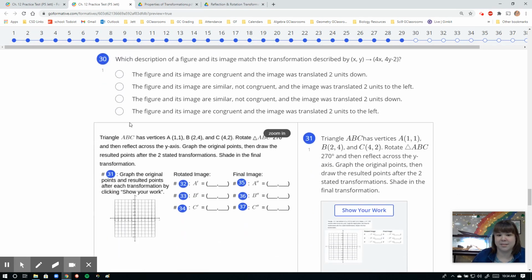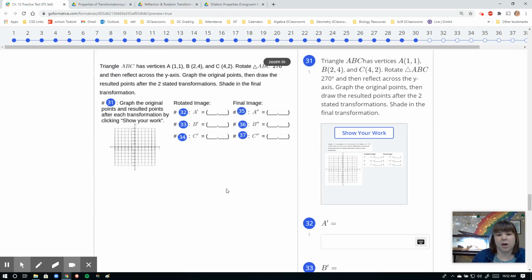Let's move on to number 30. Here we are at the next one. It says triangle ABC has vertices A, B, and C. It gives us the points. It says we need to rotate triangle ABC 270 degrees and then reflect it across the y-axis. We need to graph the original points and then draw the resulting points after the two stated transformations, and shade in the final transformation. So this problem is a composition, meaning you're doing two different transformations and they're in a specific order.